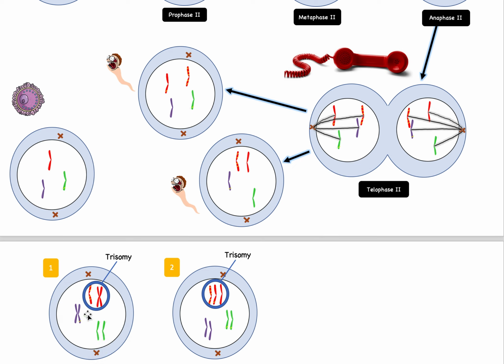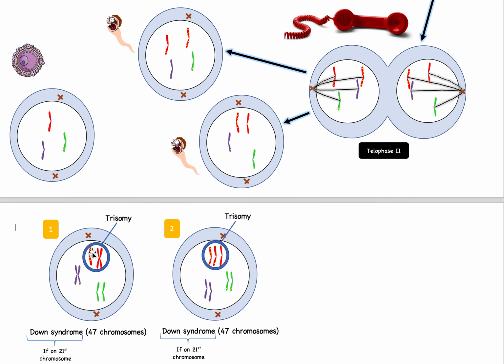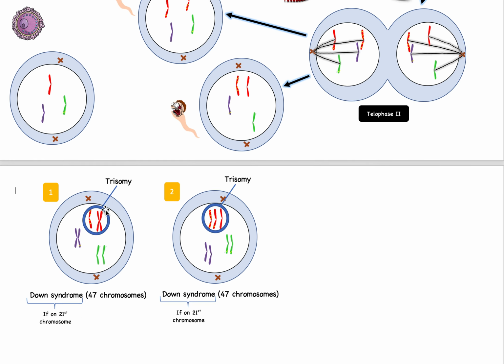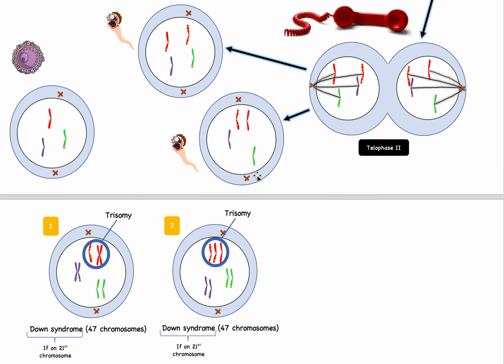So that's normal, but there's 3 red once more, so 3 chromosome 21s again, called trisomy, and again, if this happens in chromosome 21, like we just demonstrated, this is Down syndrome. So this person has 47 chromosomes, and if we used the other cell, the exact same thing will happen.